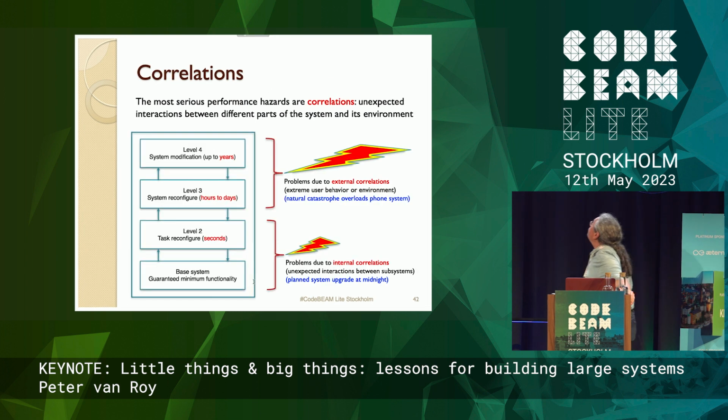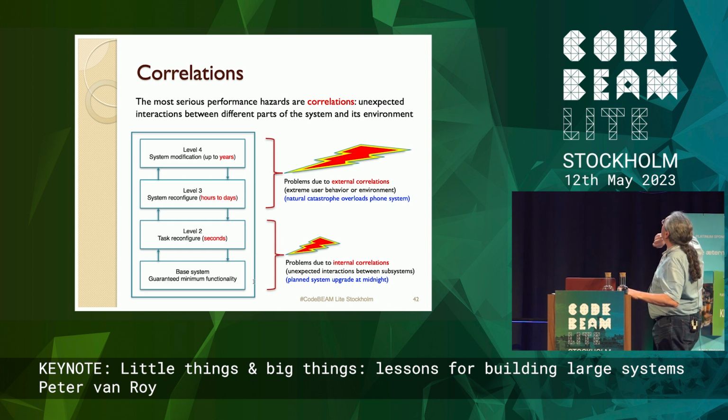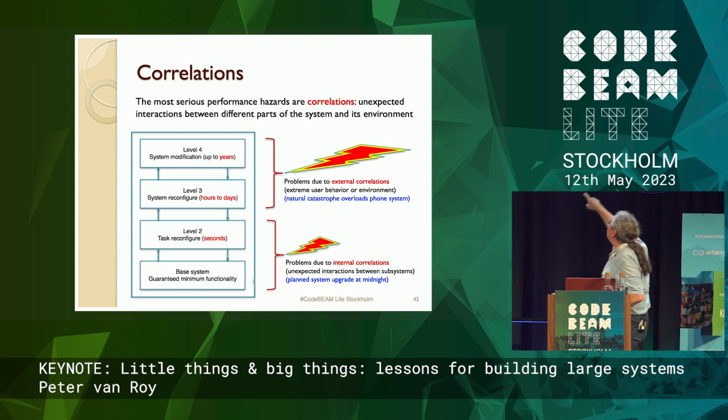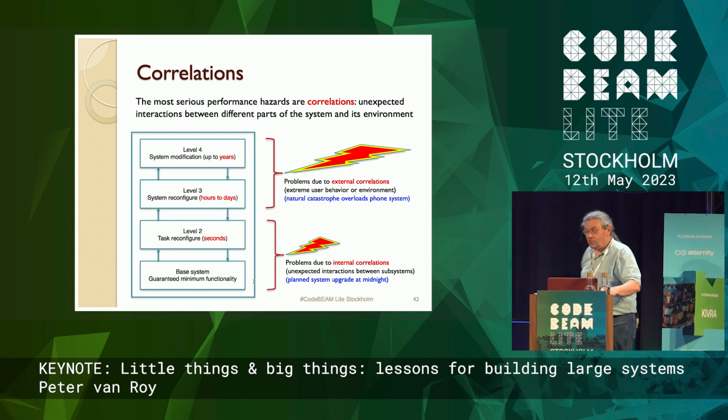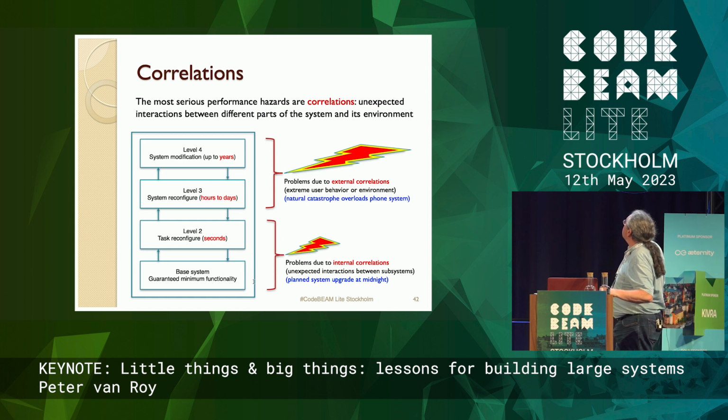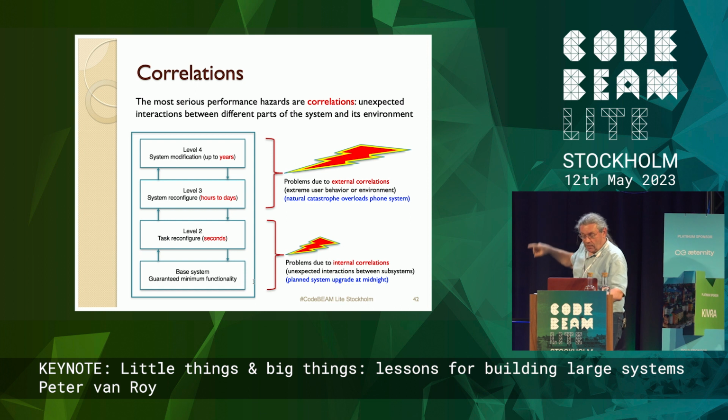And an important kind of hazard that can happen is called a correlation. There are two kinds of correlations. These are the nastiest kind of problems. External correlations are really the worst. A natural catastrophe happens and everybody phones. Or aliens are sighted over Stockholm and everybody goes to the highway to go to their country cottage. So the highway is saturated. That's an overload of a severe nature based on an external event, but that can take time to solve. But then you have internal correlations.